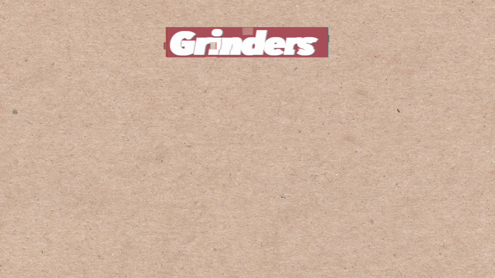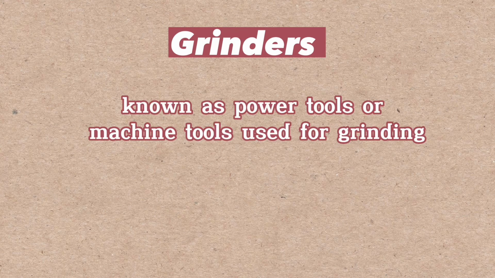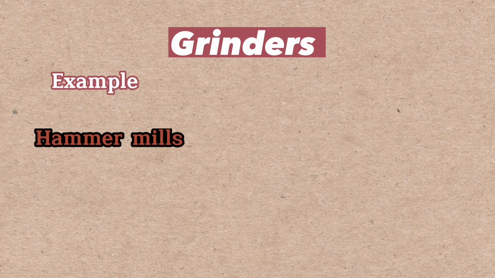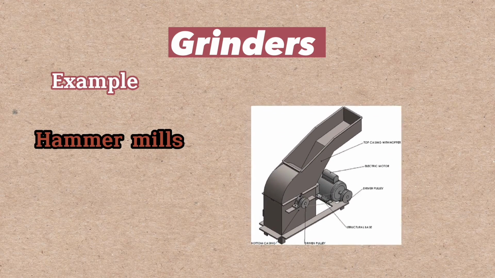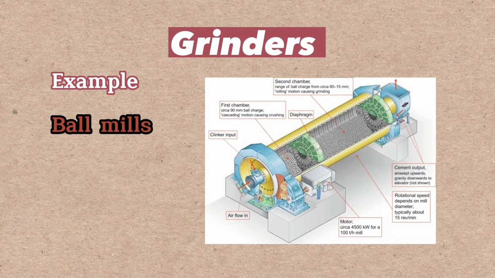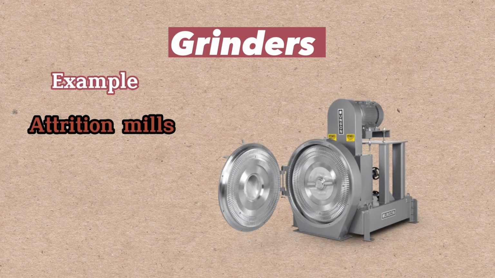Move to the second type, which is grinders. It's known as power tools or machine tools used for grinding. There are four examples of grinders. Firstly is hammer mills. Hammer mills are the most widely used grinder. Secondly is roller mills. Thirdly is ball mills. And the last one is attrition mills.